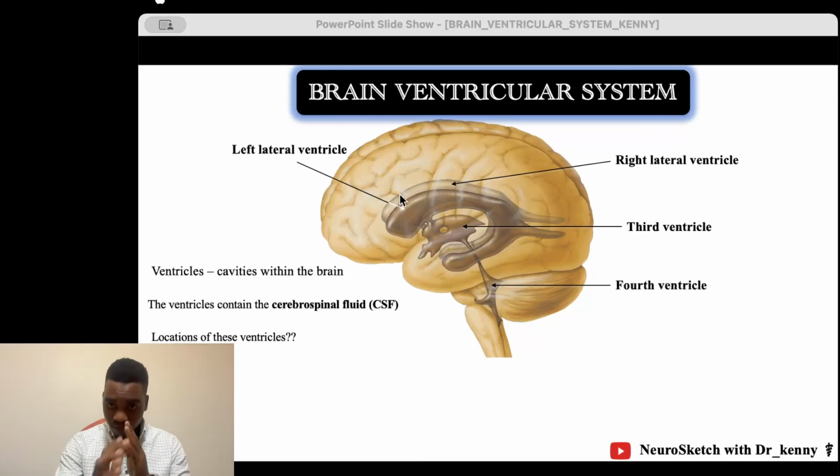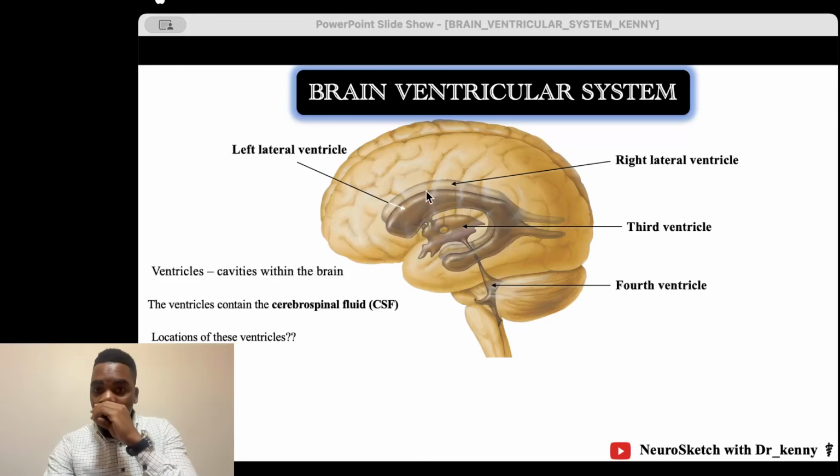And then we have the third ventricle, which is one. So we have two lateral ventricles and one third ventricle. And then we have the last ventricle, which is the fourth ventricle. So how many in total? We have four ventricles: two lateral ventricles, the third ventricle, and the fourth ventricle. All these ventricles are associated with the production and circulation of the cerebrospinal fluid. This is the brain plumbing system, something like that.